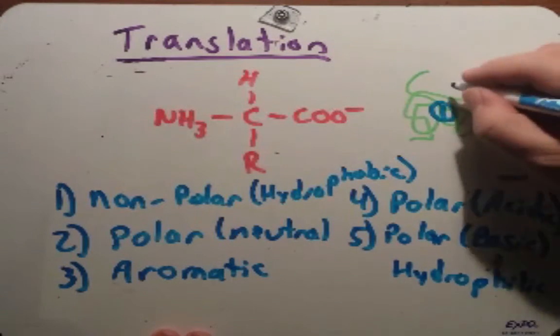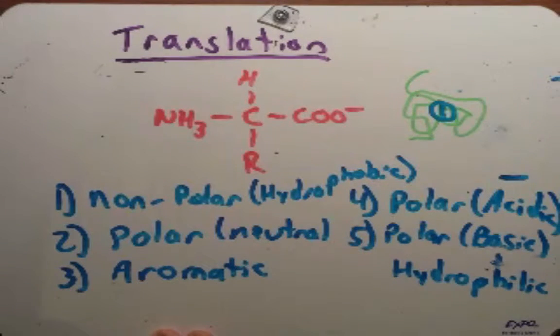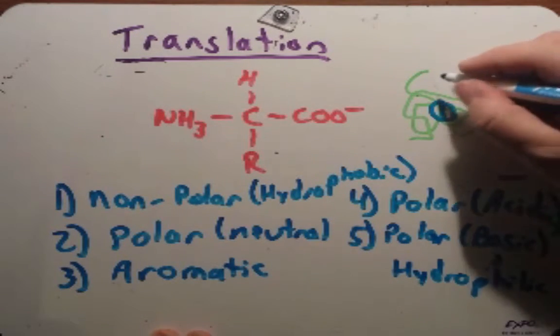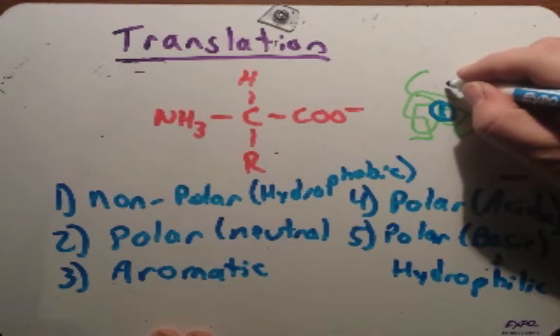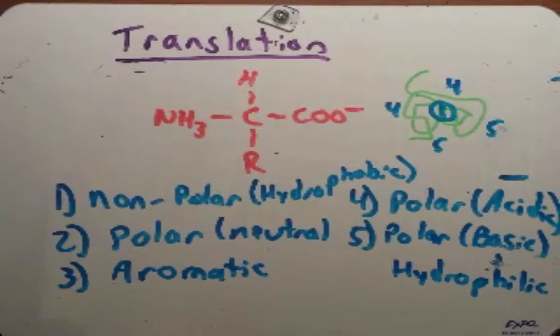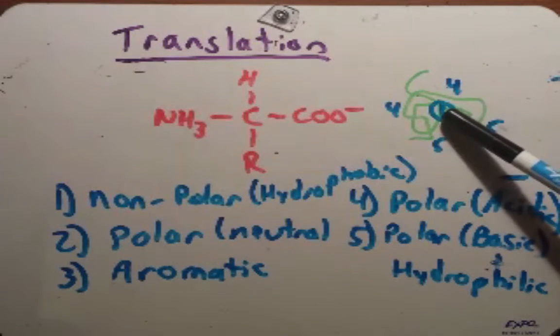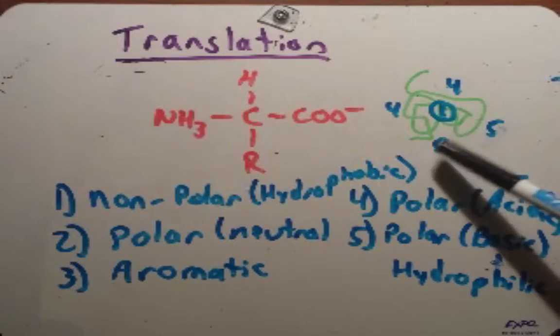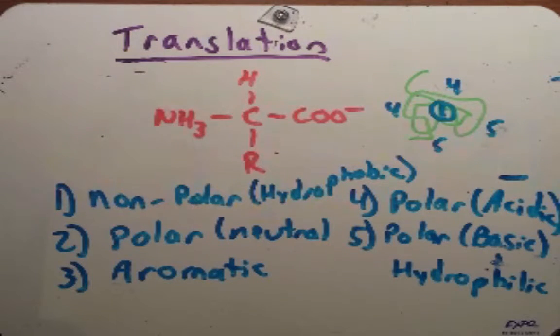On the outside of the protein, that's where we're going to find our polar amino acids, particularly our acidic and basic ones. So I'm going to put 4s around here. And that's because they need to interact with water and other molecules. For instance, when it forms a quaternary structure, these polar amino acids may be what is linking the 2 subunits together. So it's very important to know nonpolar amino acids are in the middle of the protein. Polar amino acids are on the outside of the protein.